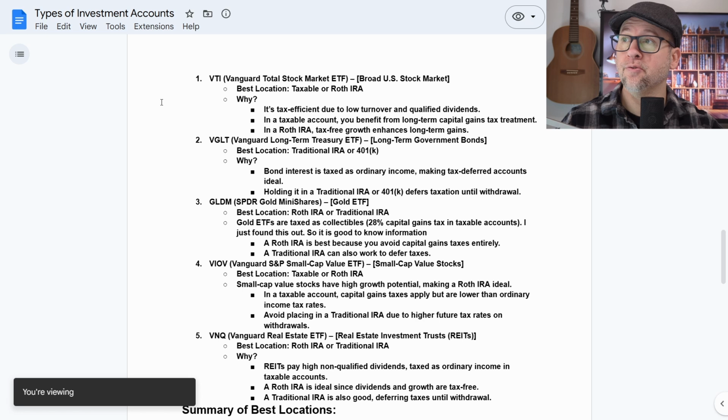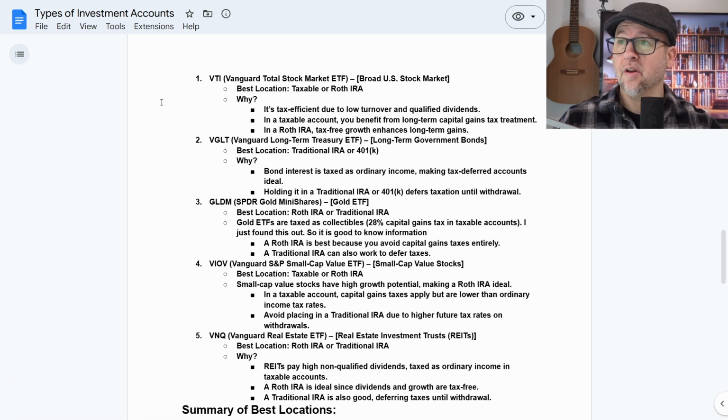All right, first is VTI, Vanguard Total Stock Market Index. It's a broad-based U.S. stock market fund made up of over 3,500 stocks, so it's very well diversified within that one ETF. It is tax efficient due to low turnover and qualified dividends. It is in a taxable account. You can benefit from long-term capital gains tax treatment. In a Roth IRA, tax-free growth enhances your long-term gains.